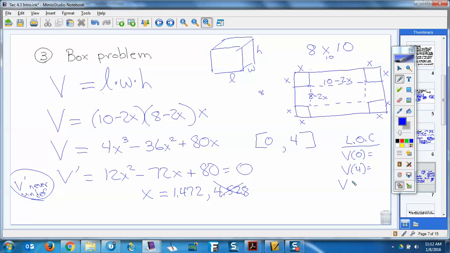So we're going to plug in 1.472. All right, now we kind of already know what's going to happen on these endpoints, right? If we put a 0 back into the original, remember, we're going to get 0. We're not even going to have a box. Okay, what about a 4? Let's put a 4 back into the V. We're trying to find what is our volume. We want the max volume.